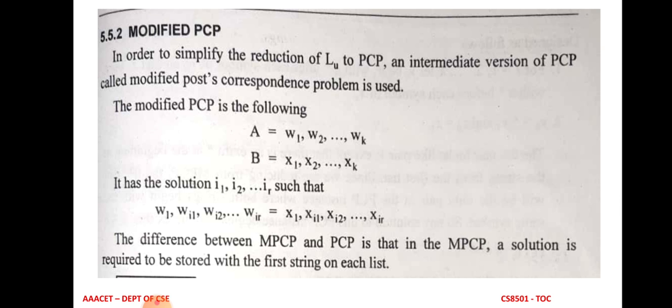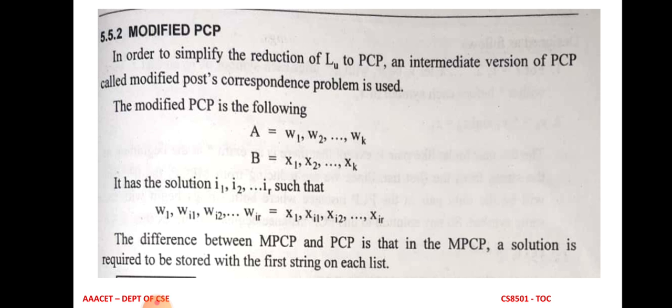So what is MPCP, modified PCP? We know what PCP is. Modified PCP is a little different from PCP, because we can easily convert from PCP into MPCP and also from MPCP to PCP. Modified PCP also has two lists A and B, with string values W1, W2, up to Wk and X1, X2, up to Xk. It also has a solution like I1, I2 up to Ir, and here also we have to equalize the two list values A and B.